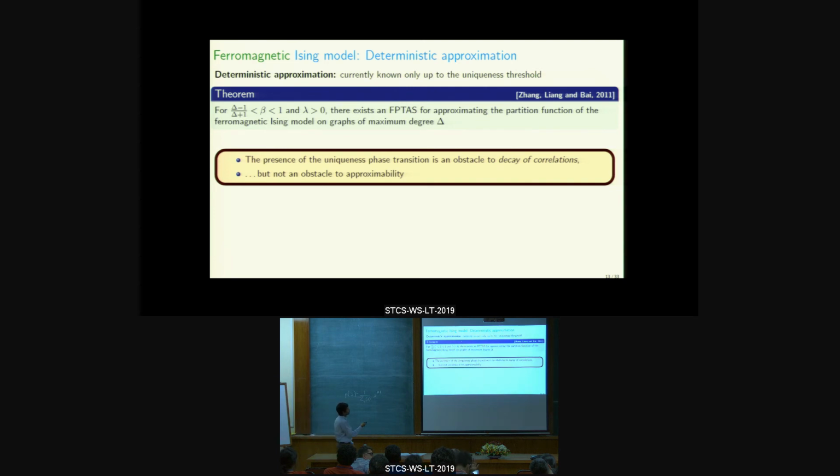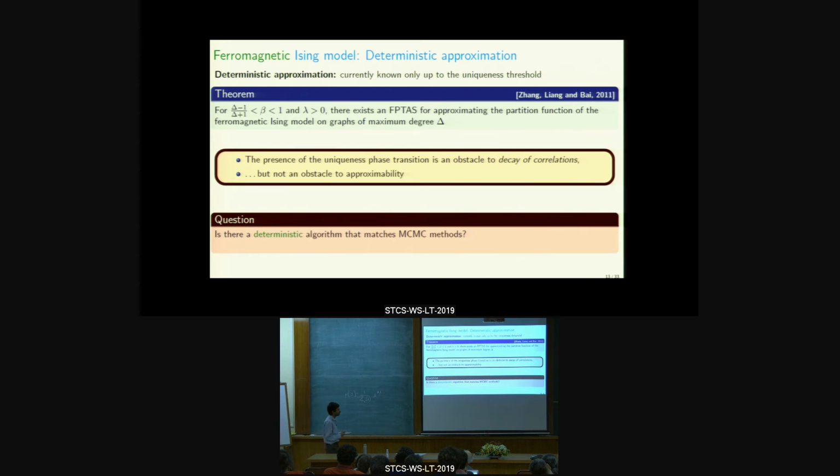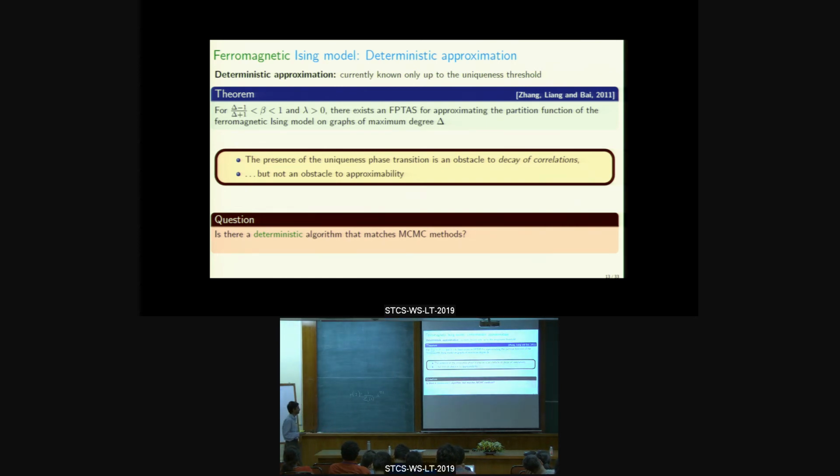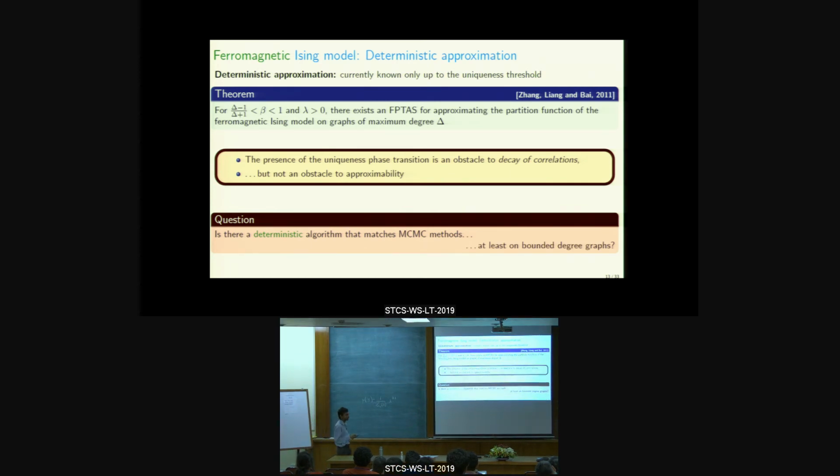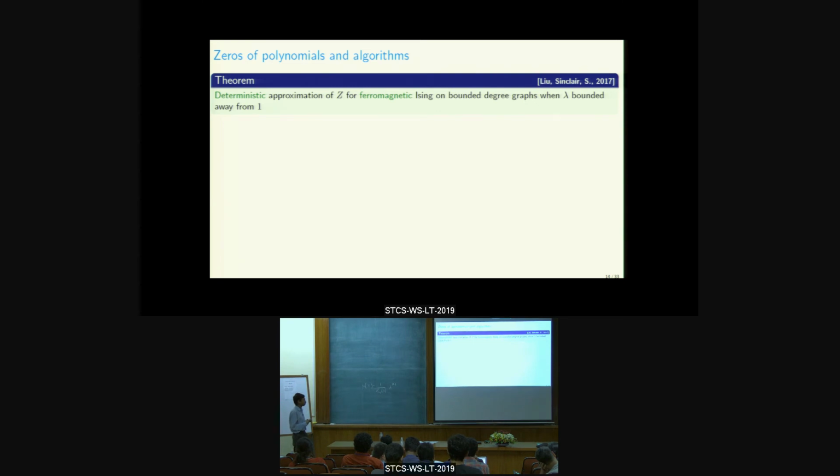So somehow in the ferromagnetic case, we see that the presence of this phase transition, which is a barrier to all algorithms in the other two problems, is a problem only to these algorithms. It's not a problem for Markov chain Monte Carlo algorithms. It's not an obstacle to actual approximability, but it is an obstacle to this particular kind of algorithm. So the question is, is there some other kind of deterministic algorithm which can match the MCMC based model? Why is it that the deterministic algorithms seem to do better on the anti-ferromagnetic side, but not as well on the ferromagnetic side, which is supposed to be easier, at least on bounded degree graphs? So yes, that's what we'll see.